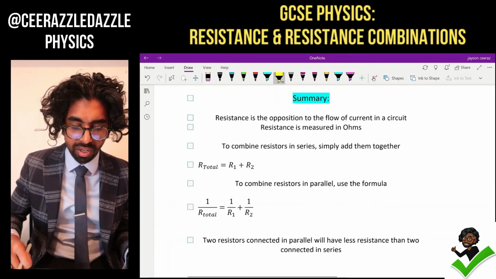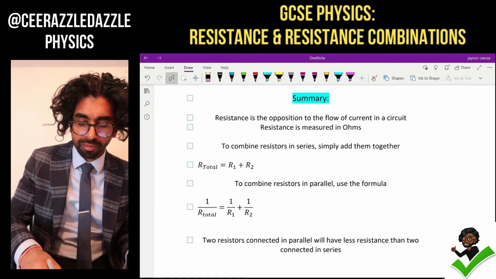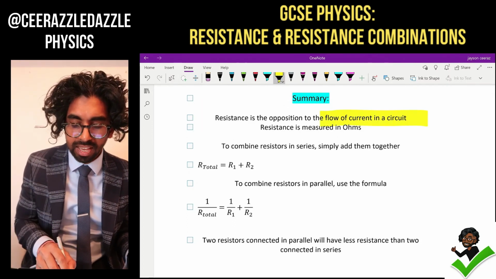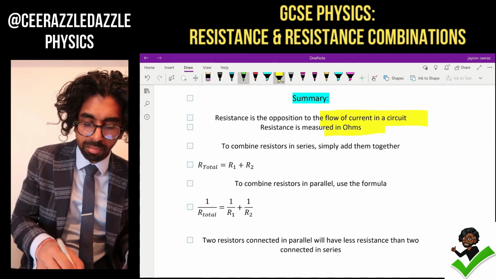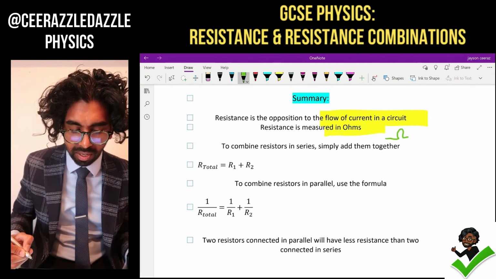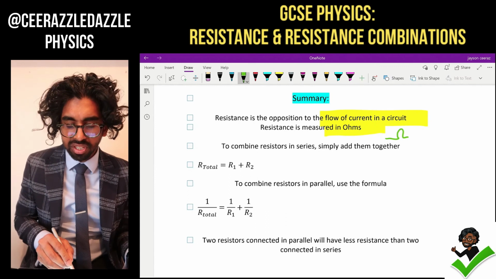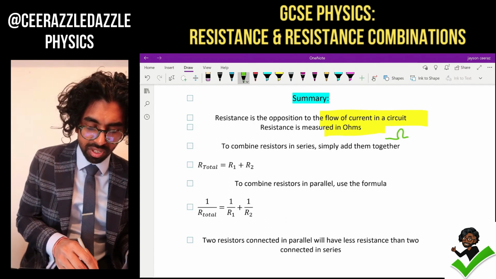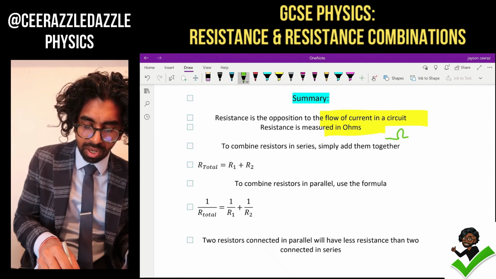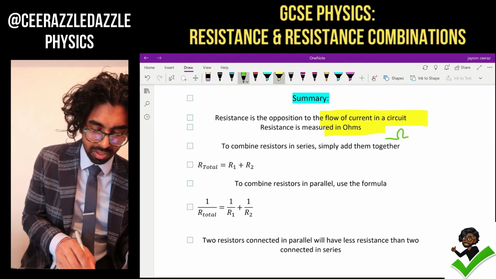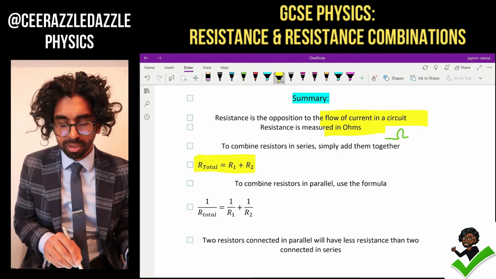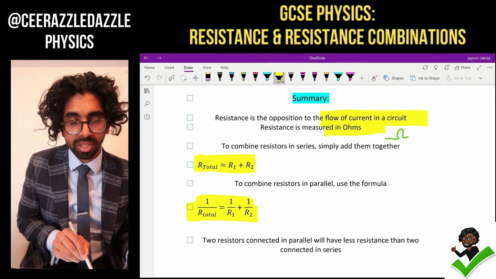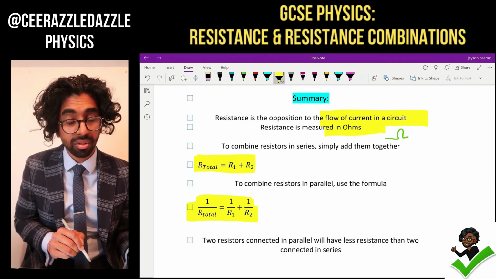So, summary for this topic, we've done now. Number 1, resistance is the opposition to the flow of current. Yes, that's a formal definition. Resistance is measured in ohms. The symbol for ohms is going to be omega. To combine resistors in series, I simply add them together using the following formula. Resistance in total is equal to R1 plus R2. To combine the resistors in parallel, I use the formula 1 over R total is 1 over R1 plus 1 over R2.